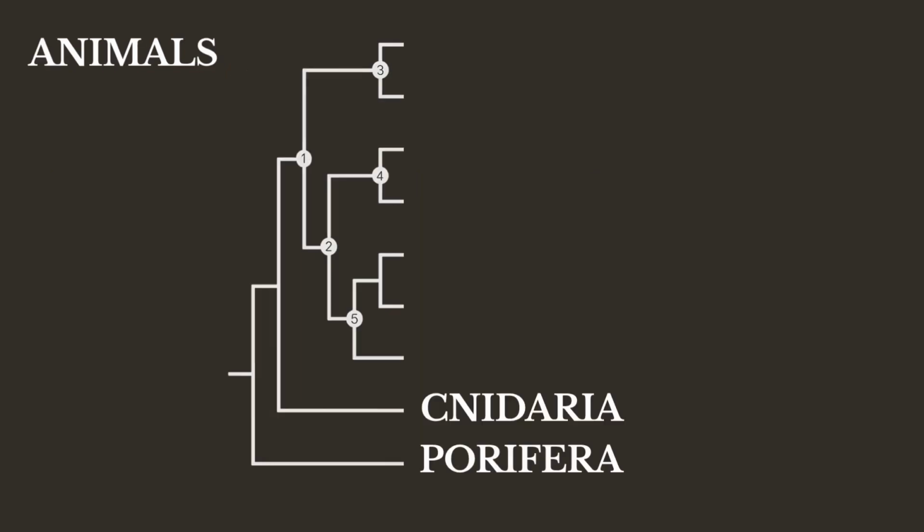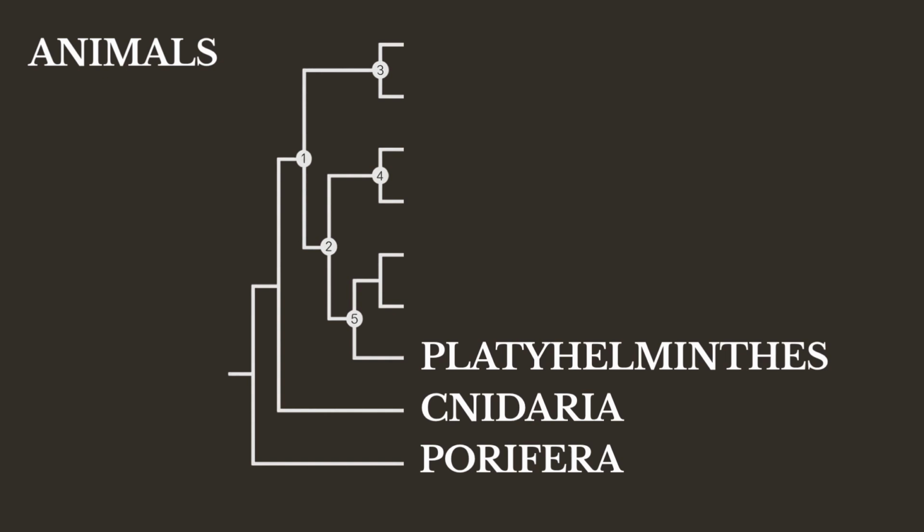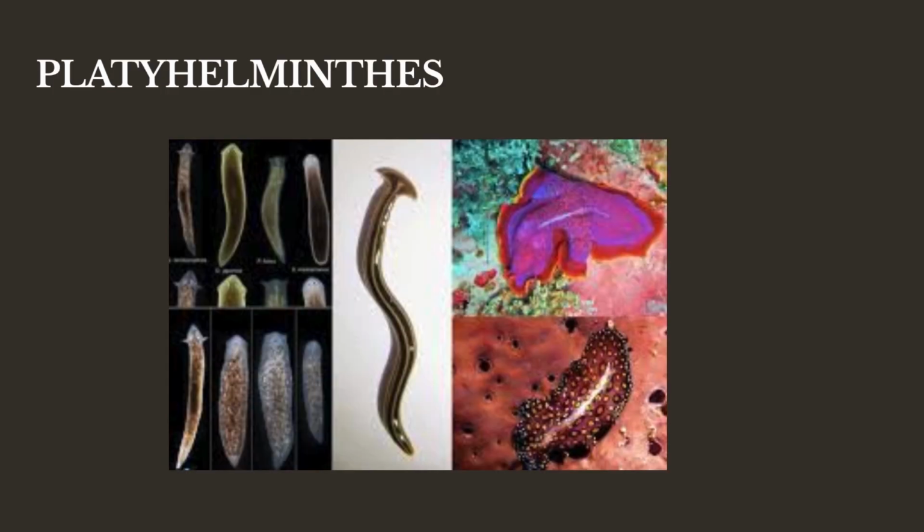Now, Platyhelminthes. Let's get a bit more complex. They're very thin and have simple organs and have bilateral symmetry. They're also called the flatworms, which you can easily see here.